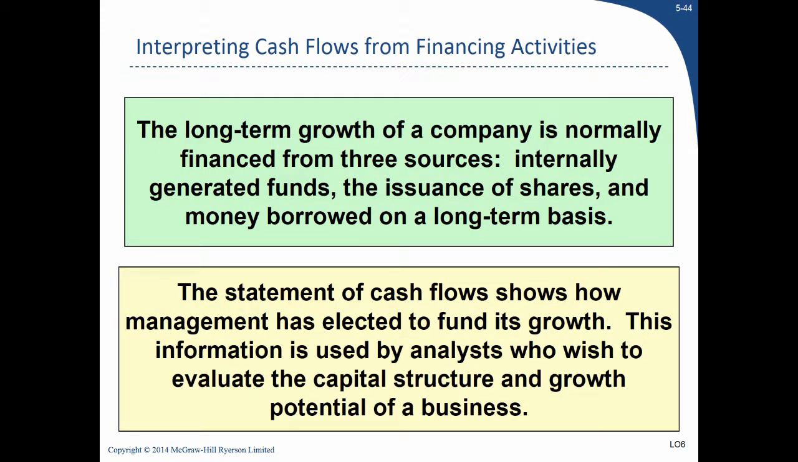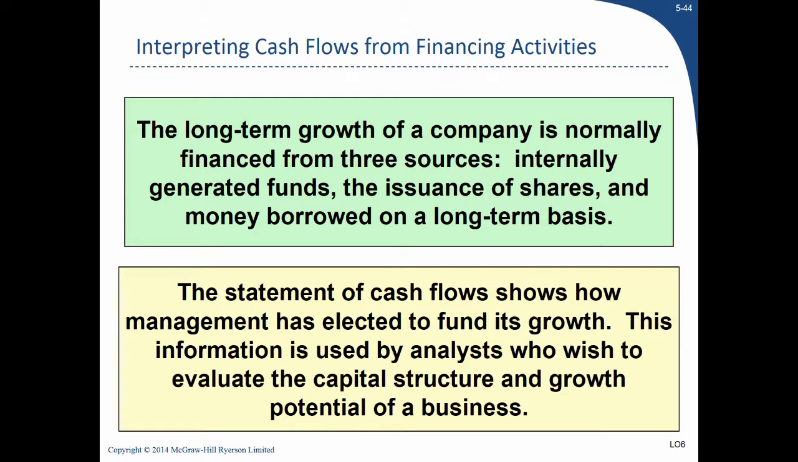Interpreting cash flows from financing activities. So generally speaking, a company can only get money from a few places. One is internally generated funds, that's operating activities. The second is issuance of shares, going to shareholders and saying, can you give me more money? I'll give you shares. And the third is going to banks. Those are the only ways a company can generate money, right?